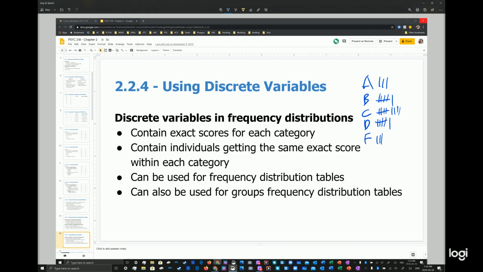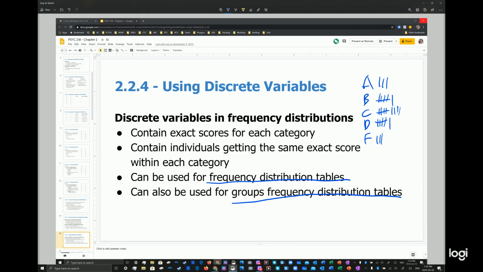So we count the individuals and the scores are exact, as in, for the category A, B, C, D, or F in this case. We can use discrete variables for frequency distribution tables, and there's a particular type of graph that we use for this. And we can also group these frequency distribution tables together, or we can make group frequency distribution tables with discrete variables if we choose.